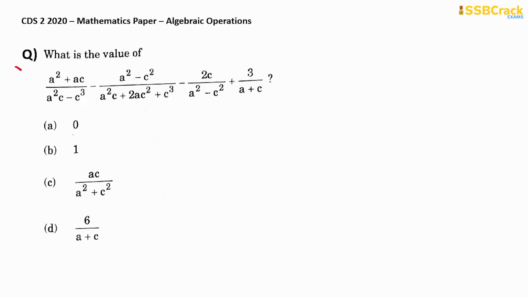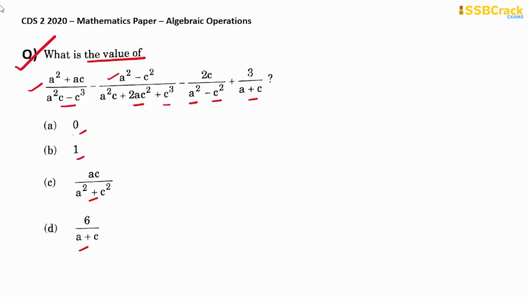Now coming to the next question, and it states: what is the value of a square plus ac upon a square c minus c cube, minus a square minus c square upon a square c into 2ac square plus c cube minus 2c upon a square minus c square, plus 3 upon a plus c? And the given options are 0, 1, ac upon a square plus c square, or 6 upon a plus c. So here we have to simplify these terms in order to find the answer.